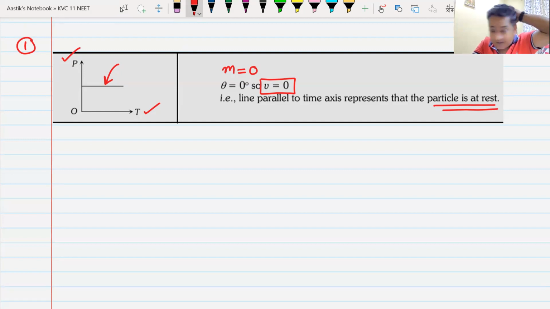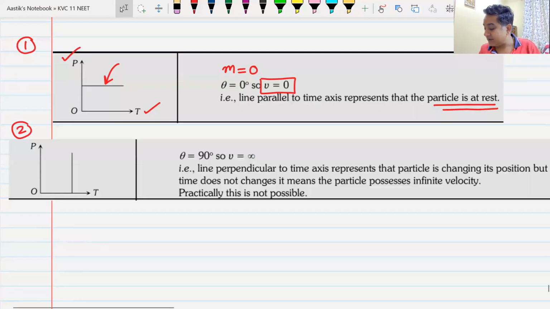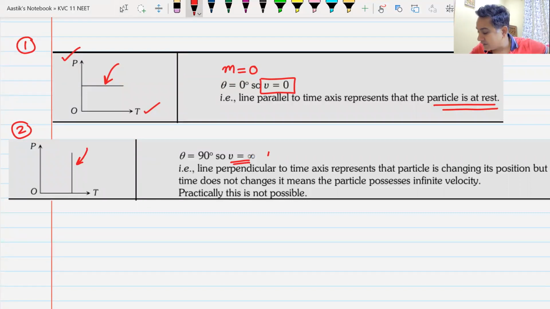Okay, that takes us to the second graph. This second graph is a graph that has how much slope? Again, I'm asking you a question and I'm expecting an answer. This graph is parallel to y-axis, as you can see. The slope of this graph is infinite. That means the velocity will be infinite, because the slope of position time graph gives me velocity. Velocity cannot be infinite. Therefore, this graph is not possible. Do we understand this better?